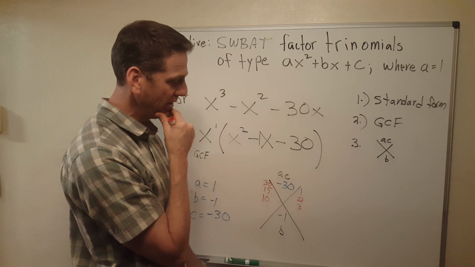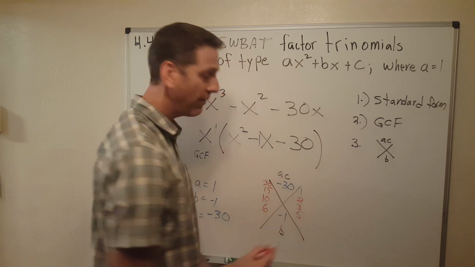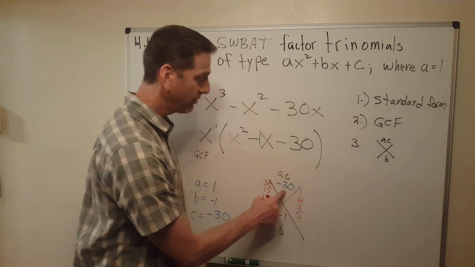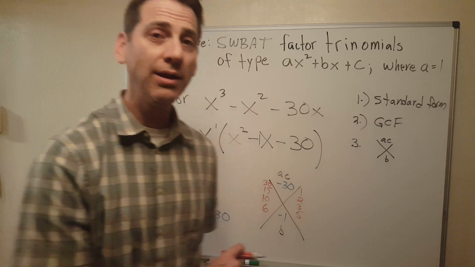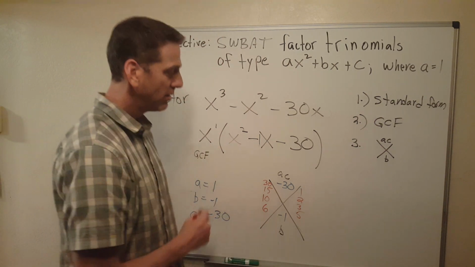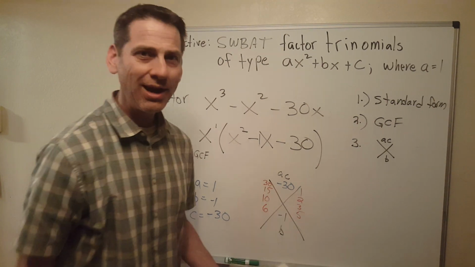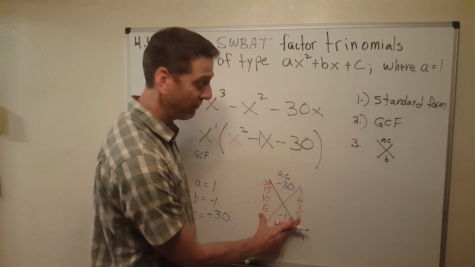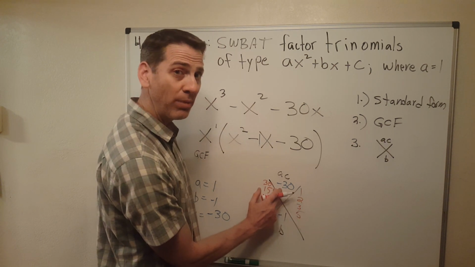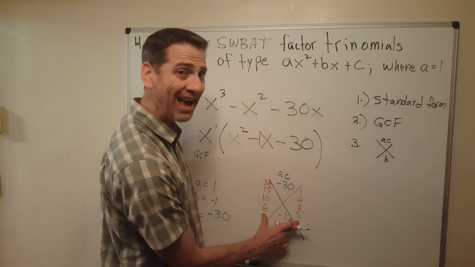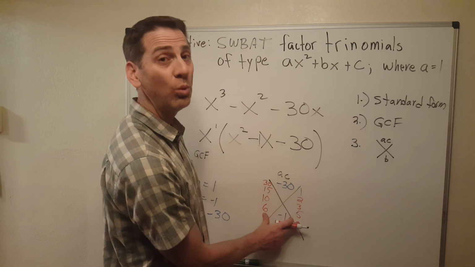What else gives me 30? Well, how about 6 and 5? 6 times 5 is 30. 6 minus 5 is 1. Hey, I think we're onto something here. Okay, now the only problem we have is, what about our signs? Because 6 times 5 is positive 30. It has to be a negative 30. In order to get a negative number by multiplication, one of these has to be negative, the 6 or the 5. The question is, which one?